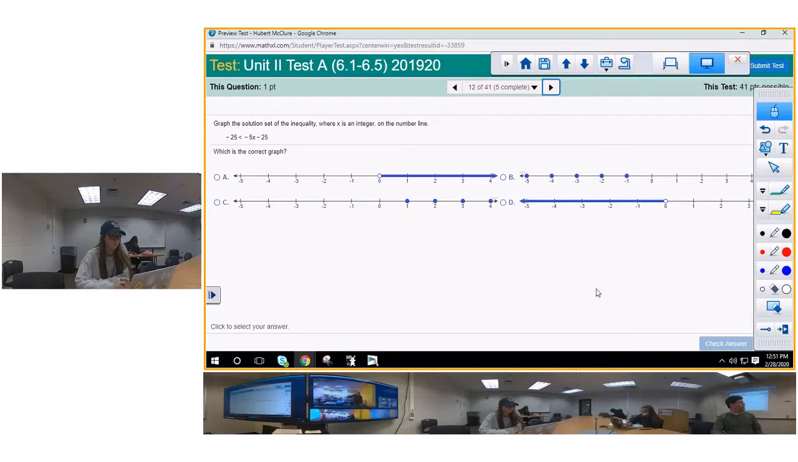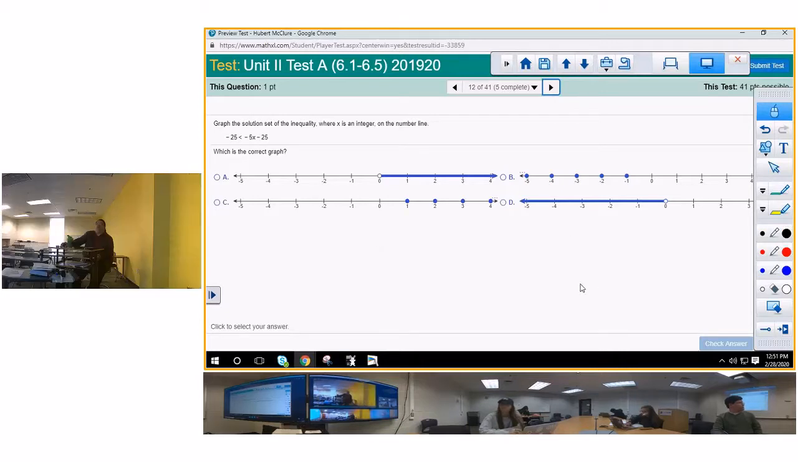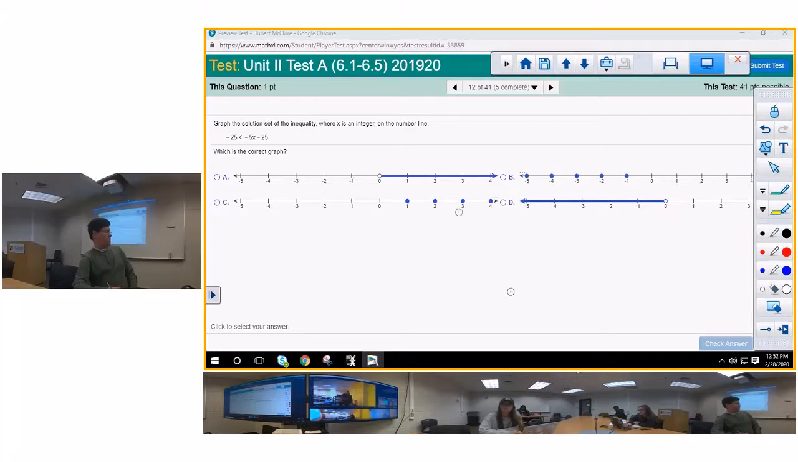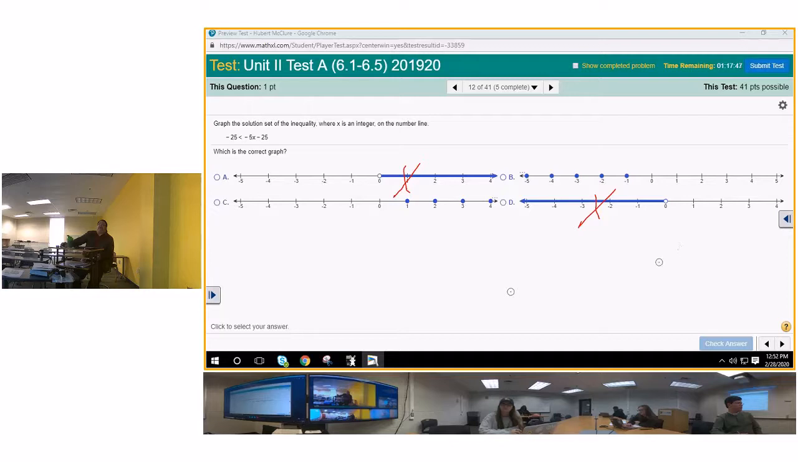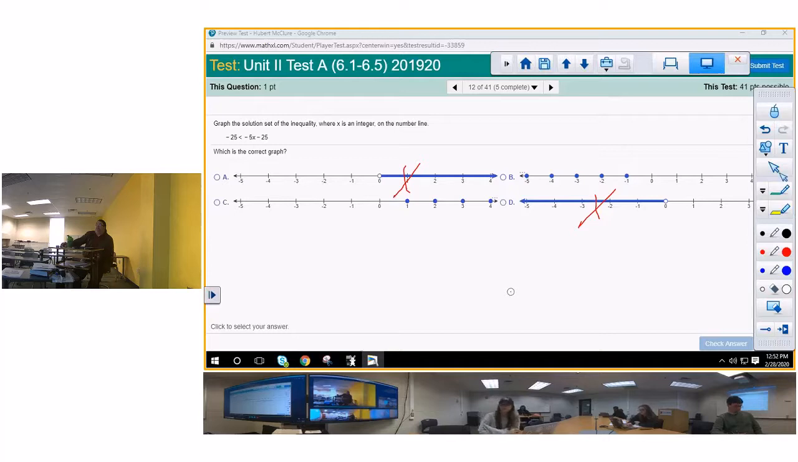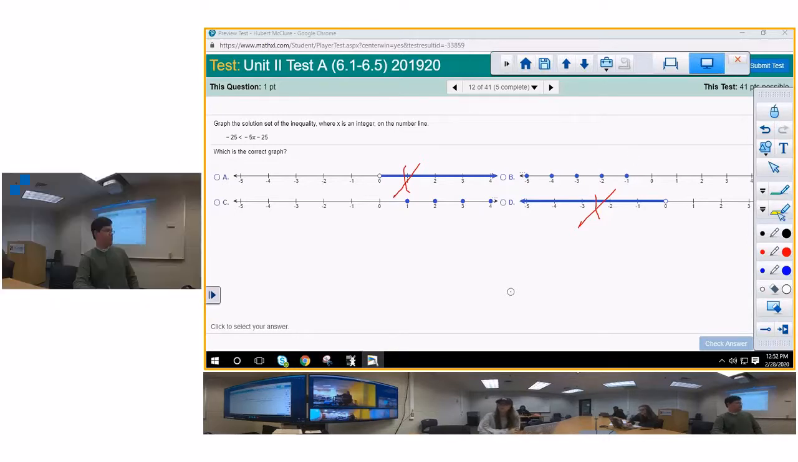Okay, tell me this one. We're not doing this one because we did it before. Well, I'm going to do it because it's got a negative in it. So which ones are not the answers? Alpha and Charlie. Alpha and Delta. Why are Alpha and Delta not the answers? Because it's an integer? Good job.